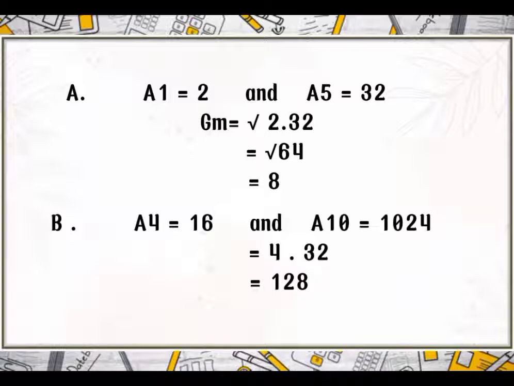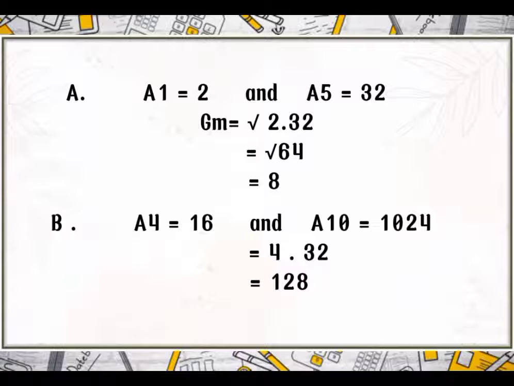Then 128 times 2 is equals to 256. Then times 2 is equals to 512. Pang 9th term pa lamang yan. Para makuha naman natin si 10th term, times 2 tayo ulit. So 512 times 2 is equals to 1024. At siya yung 10th term natin.